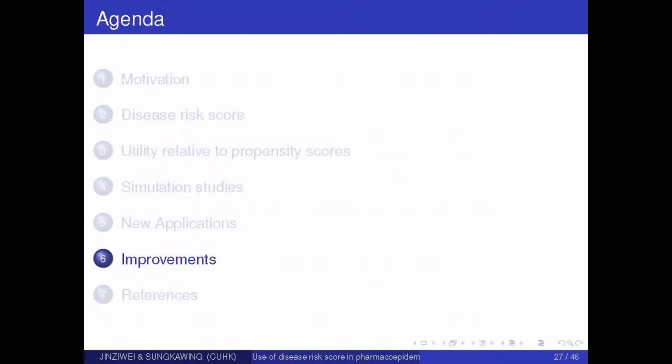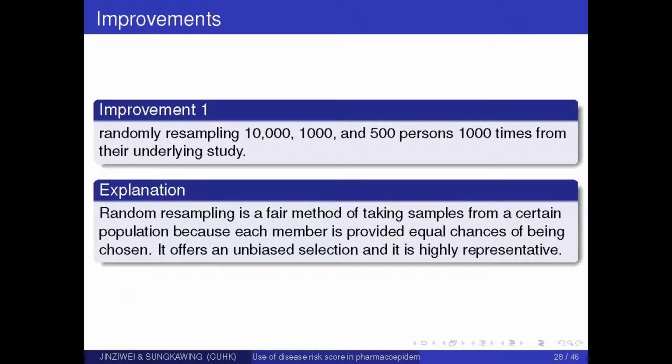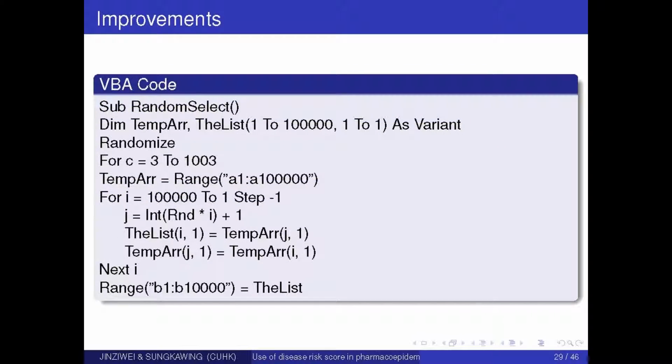Here comes the sixth section, the improvement of our research. First of all, in order to improve the result, we can randomly resample the data. We randomly resample 1,500 persons from the 10,000, 1,000 times. The benefit is that it provides equal chances of every data point being chosen. Here comes the VBA code that we have done.